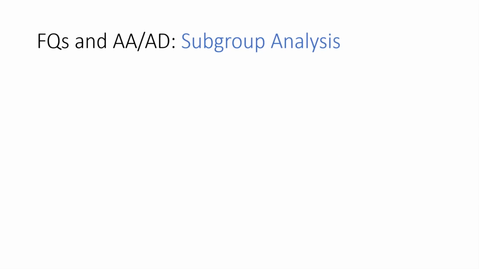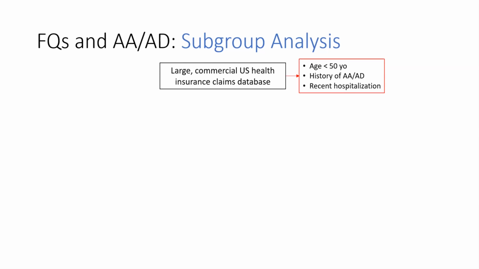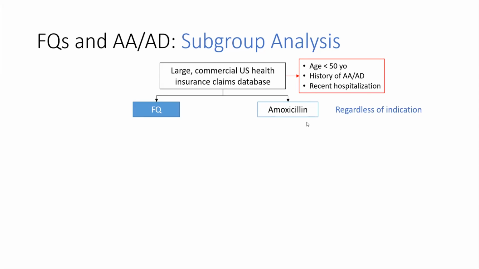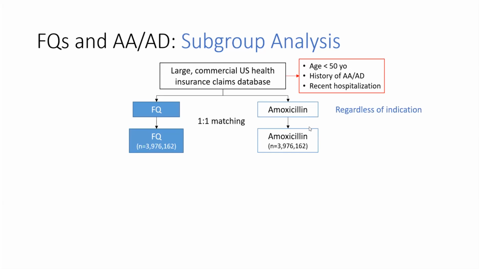Then they did a subgroup analysis, essentially attempting to replicate one of the older observational studies. They went back to that U.S. claims database, excluded the same patients, and then split patients up into those who had received fluoroquinolones and those who had received amoxicillin, regardless of the indication for the antibiotic.